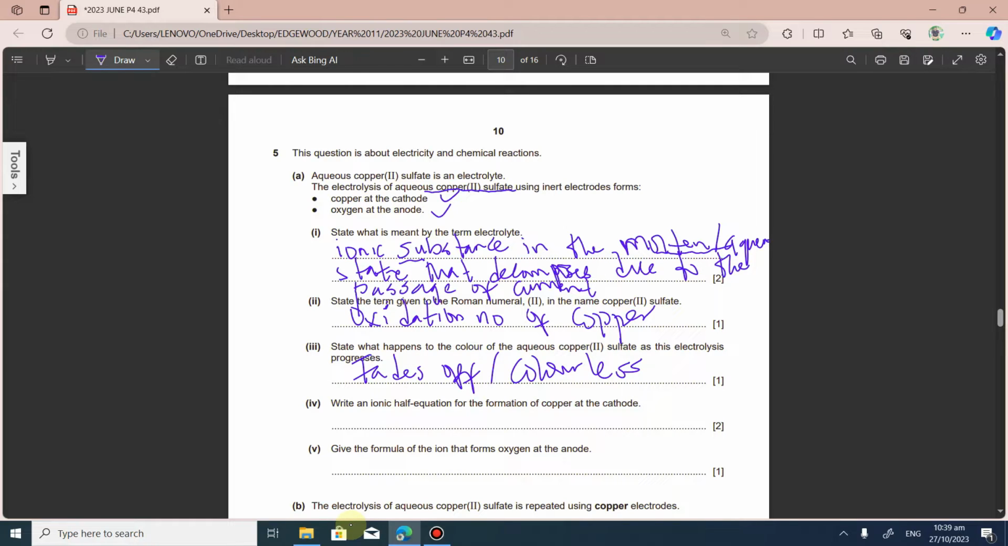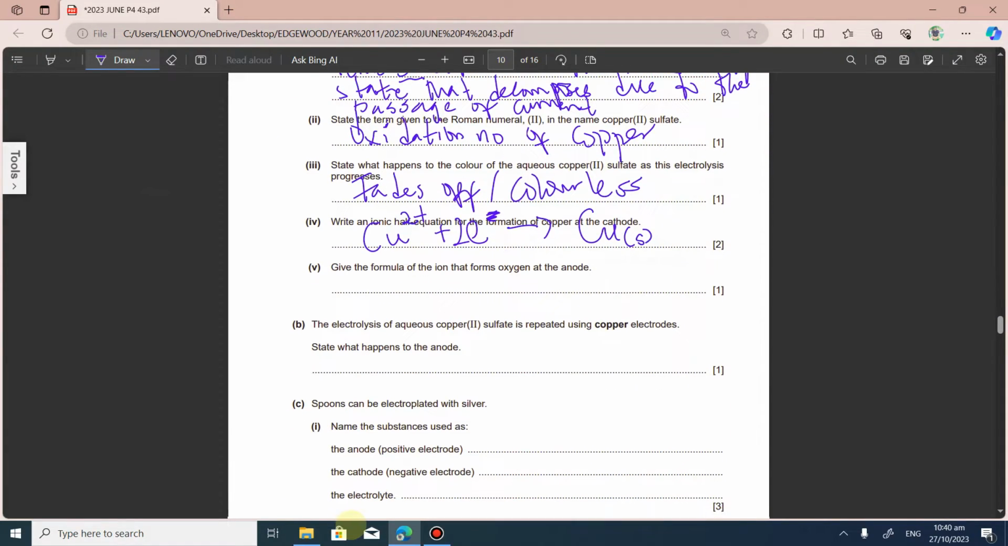Write an ionic half equation for the formation of copper at the cathode. Now at the cathode, there is gaining of electrons, while at the anode, there is loss of electrons. So you have to show how copper gains the electrons in this case. So we have Cu2+ plus e-, that's the electron that has been gained, and then you form the copper solid. We balance this by putting a 2 here. So this is the half ionic equation for the cathode.